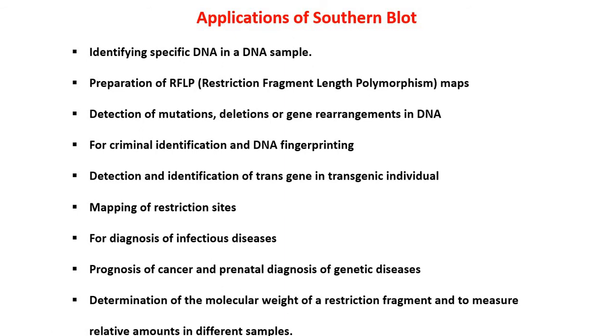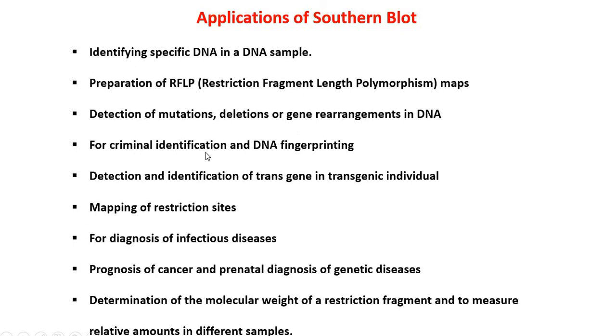For example, the human genome has nearly 30,000 genes. From those 30,000 genes, you want to identify a single gene by using Southern blotting. Next, identification of restriction fragment length polymorphism, that means variation in the genome, variation in the gene sequence, can be mapped by Southern blotting. You can also identify a specific mutation or any gene rearrangement from the overall genome. It is used to identify mutations and genetic disorders.